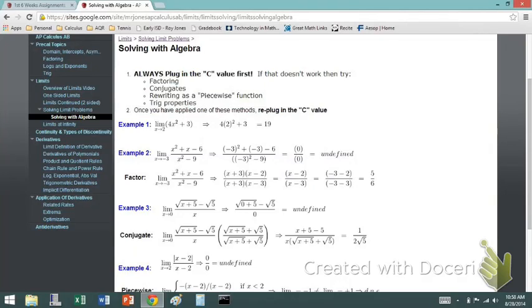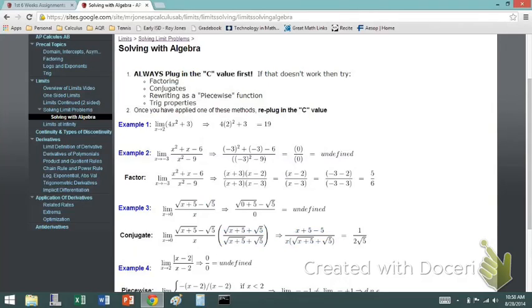Example 3, again, plug a 0 in for all the x's, and you're dividing by 0. That is undefined. You can't do that. And you can't factor that one. But it could be solved with conjugates. So multiply the top and the bottom by the conjugate of the square root of x plus 5 minus square root of 5. Right here. Okay? Distribute, combine like terms, and we wind up with x plus 5 minus 5 on top, times x times the square root of x plus 5 plus the square root of 5 on the bottom.